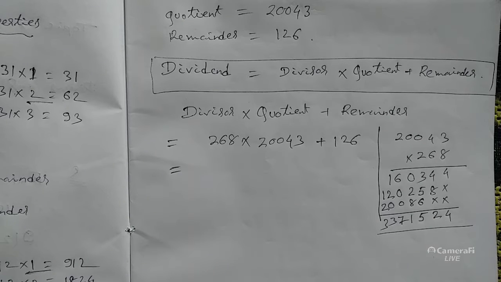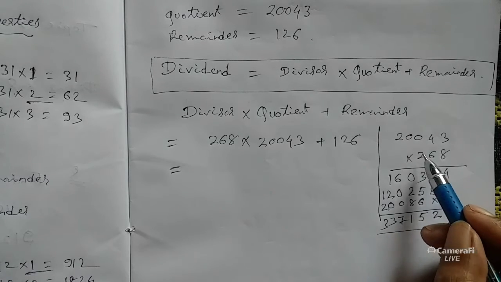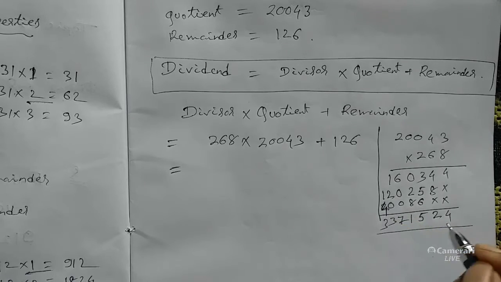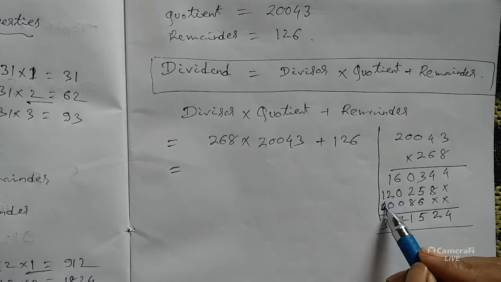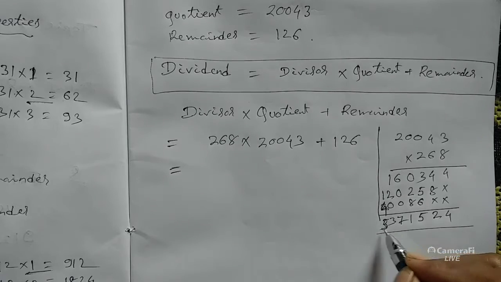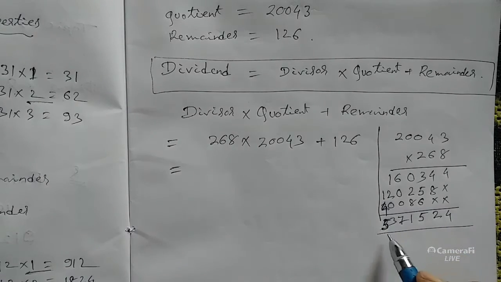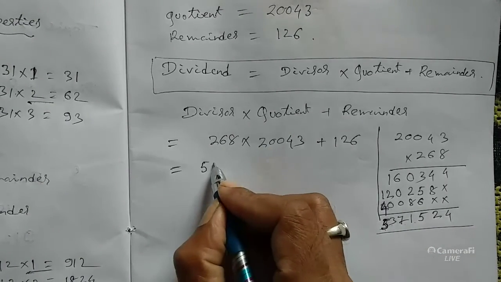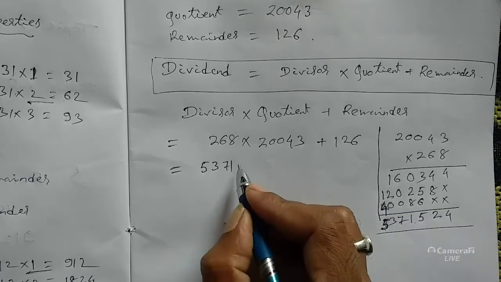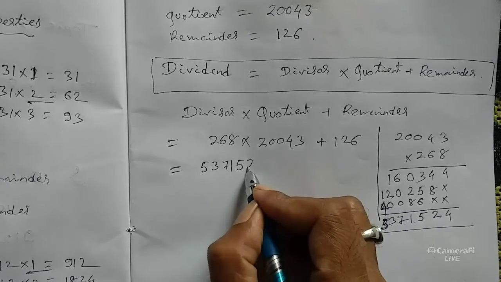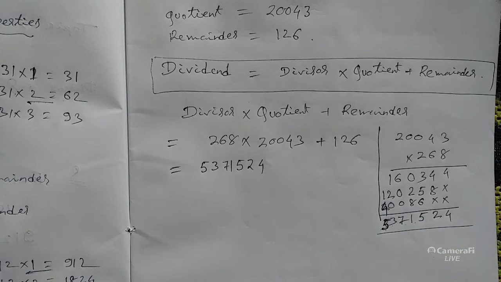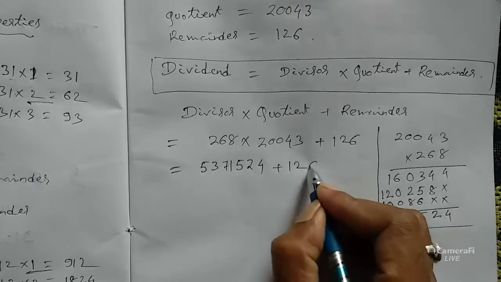Is it? The quotient was 20043. Sorry, there is a mistake. 2 2s are 4 will be here. Okay, 4. So 4 plus 1 is 5 will be there. So the product becomes 5371524. This product, and also 126 is there.